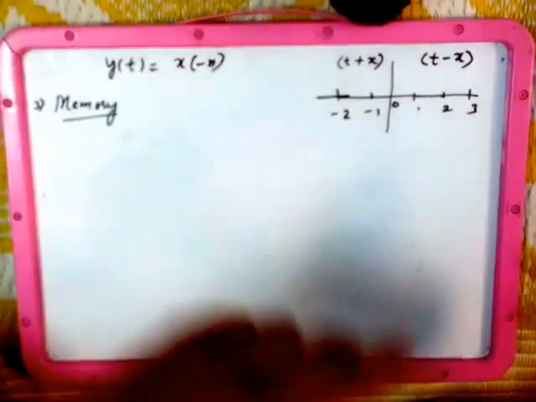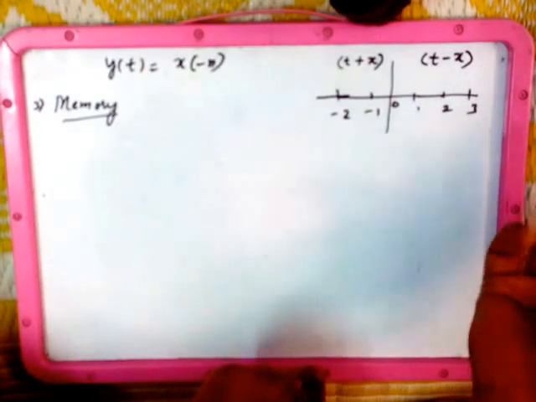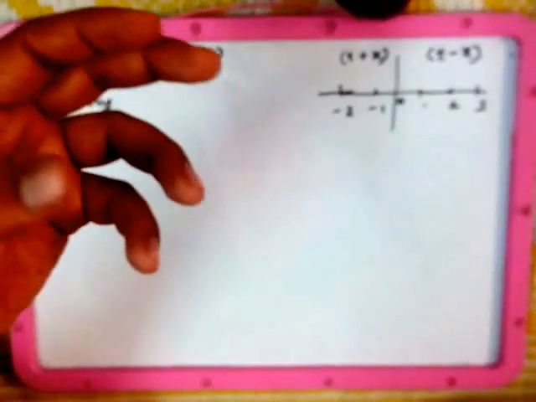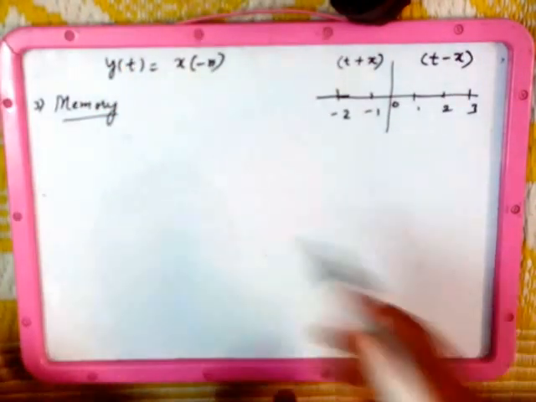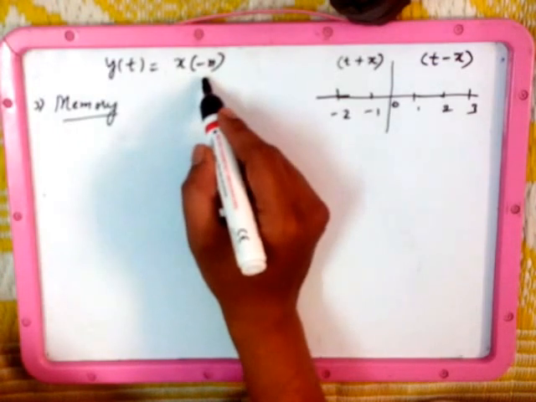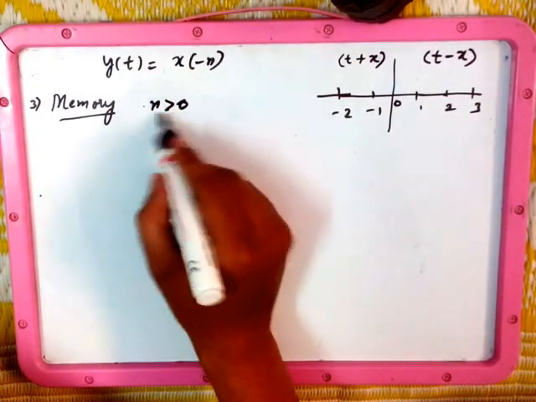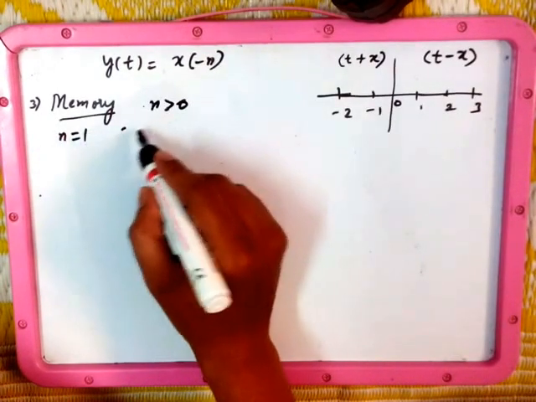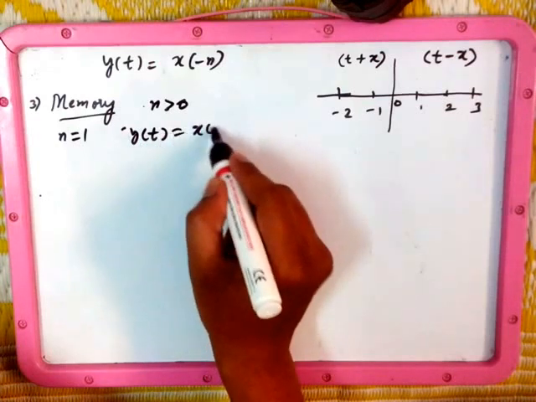Past values, in the graph, are indicated by t minus x, which shows that the system depends on the past values. So let us see for y of t equal to x of minus n. Suppose n is greater than 0. If you substitute n equal to 1 in the equation, y of t is equal to x of minus n.